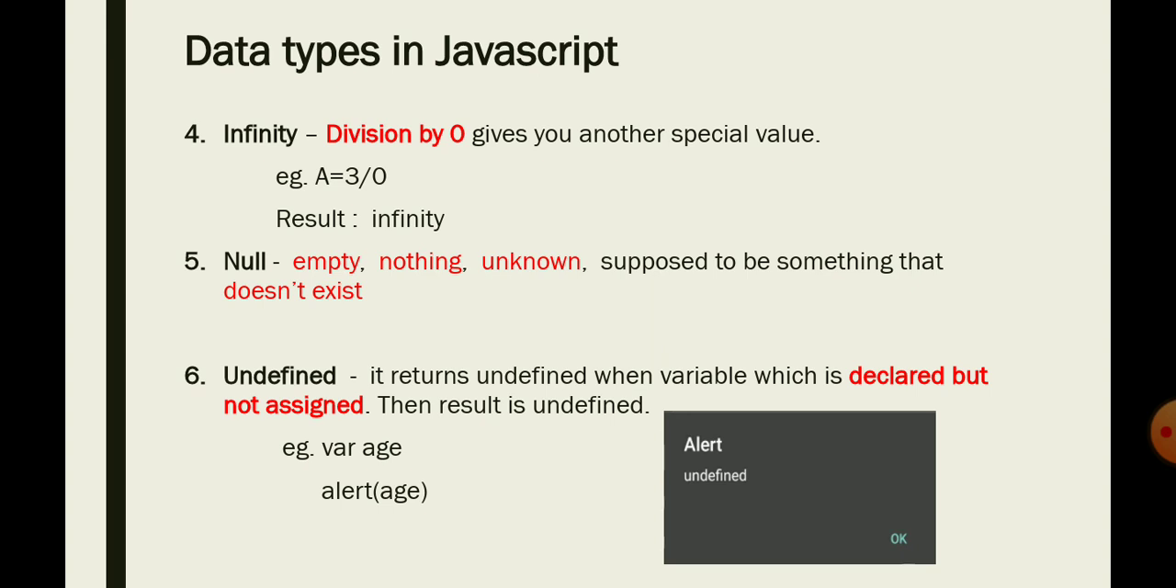You can see it in this output that age is declared but no value is assigned to age, and if you display the value of age, then it displays undefined because the value is not defined for the age variable. In this way, we saw number, string, boolean, infinity, null, and undefined data types.